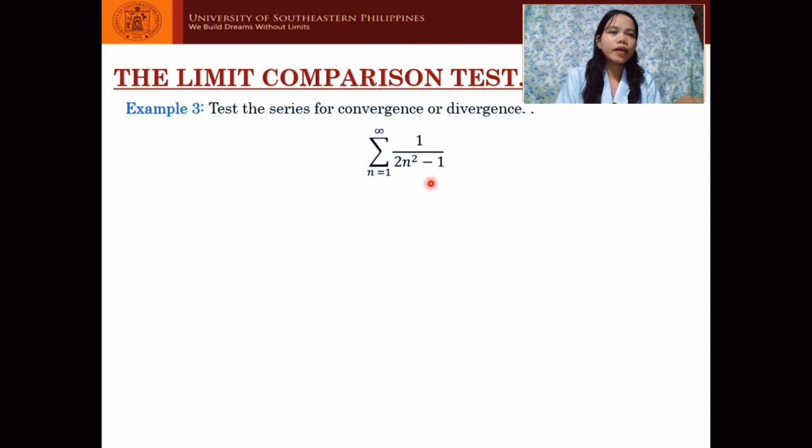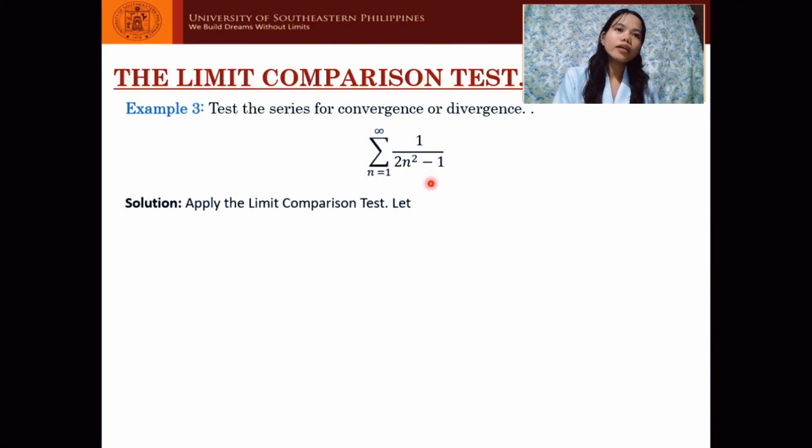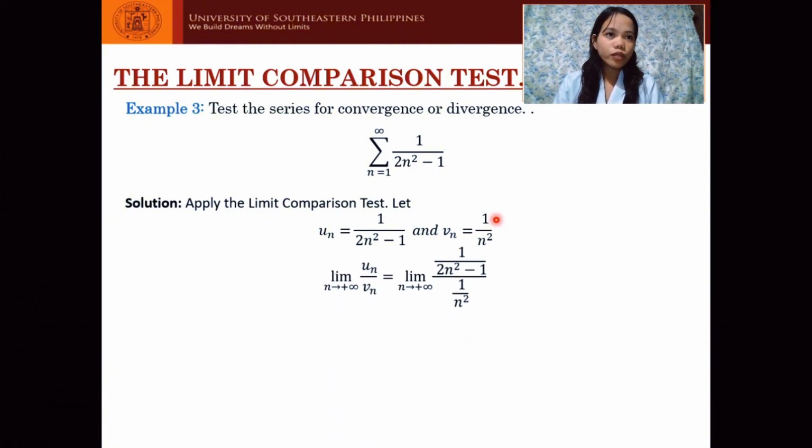For the solution, we're going to apply the limit comparison test first. Let u sub n be equal to 1 over 2n squared minus 1, and v sub n equal to 1 over n squared. We still consider the dominant n in the denominator, so we have 1 over n squared now. For this one, we apply the limit of u sub n over v sub n. So we have the limit as n approaches positive infinity of 1 over 2n squared minus 1, all over 1 over n squared.